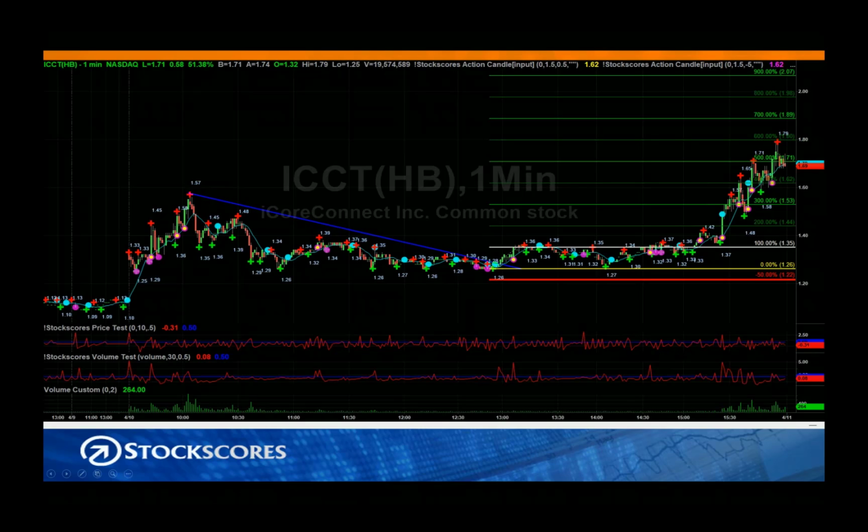In this particular case, it's breaking a pullback. It makes an action candle. And so our buy point is right there at $1.35, and our stop loss point is at $1.22. By the end of the day, it was at $1.71. And so that's a 36-cent per share profit on a stock that cost $1.35.